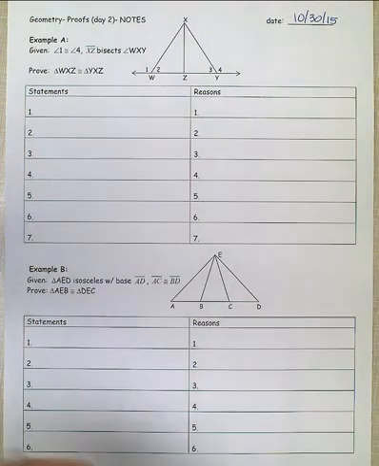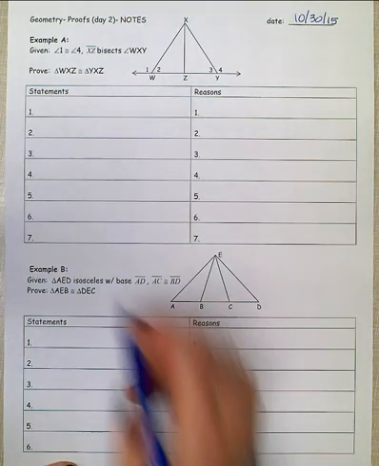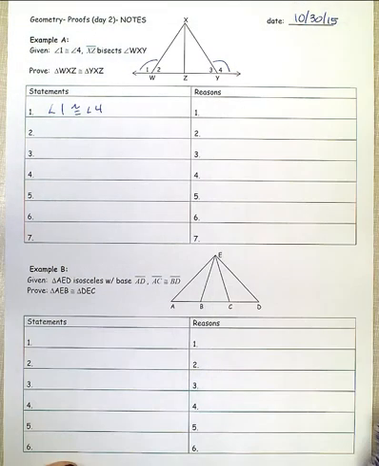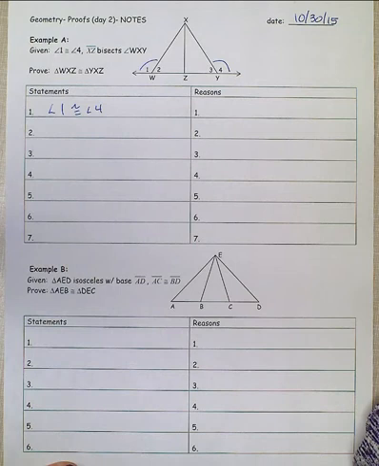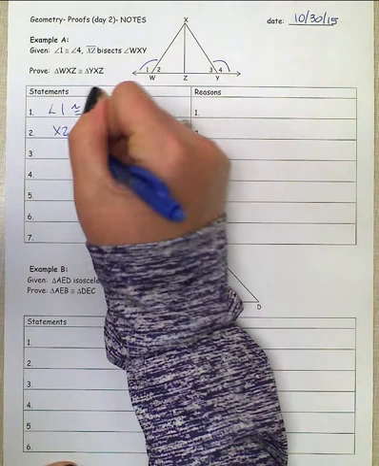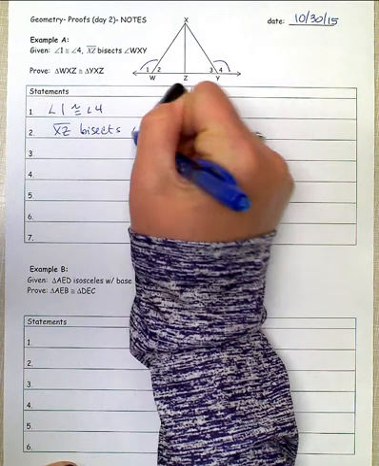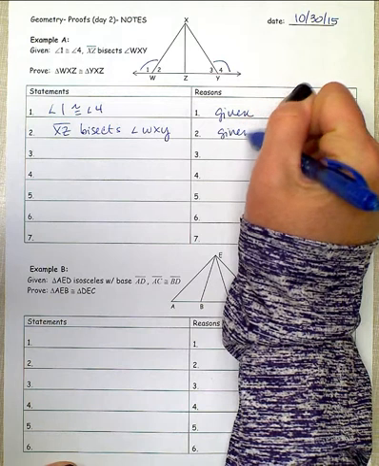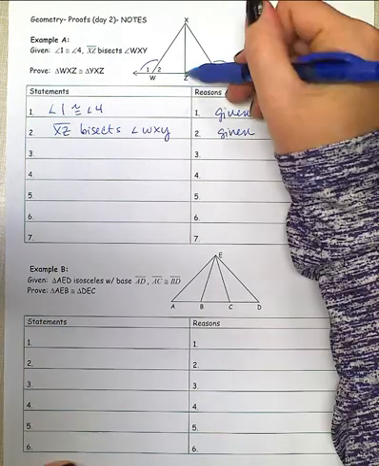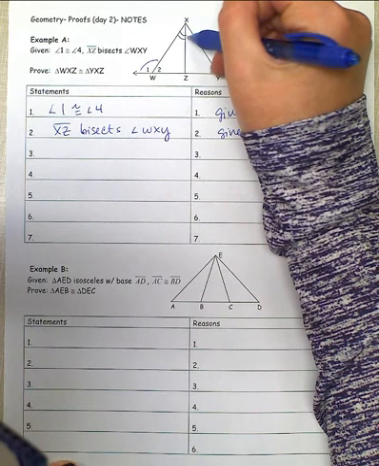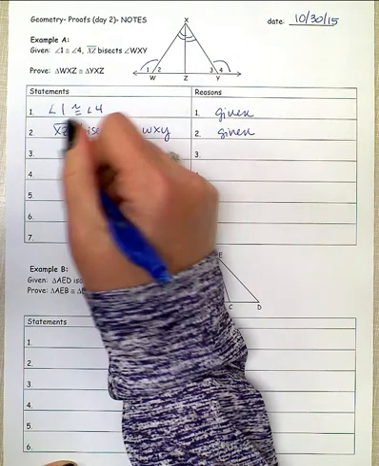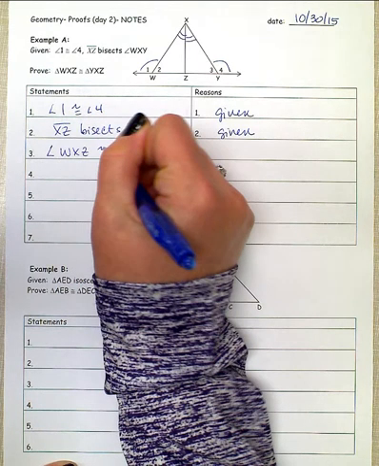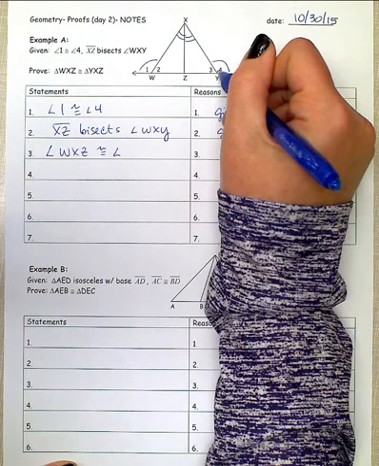So now we're getting a little bit fancier. We're given that angle 1 is congruent to angle 4, so make sure you label that right away. And you're also given that XZ bisects angle WXY. Remember, what does each given give you? So XZ bisects this large angle, so by labeling the diagram, it outlines that angle WXZ is congruent to angle YXZ.